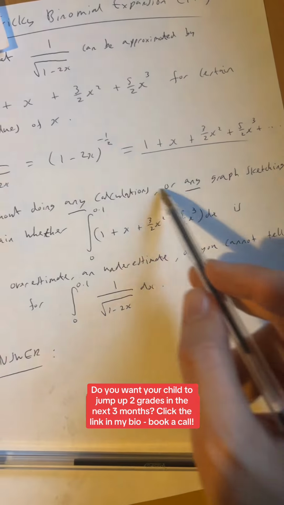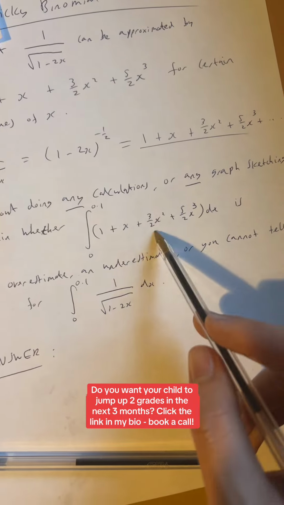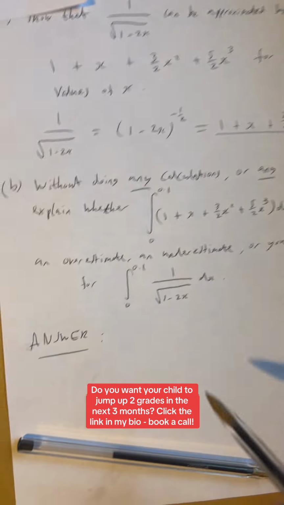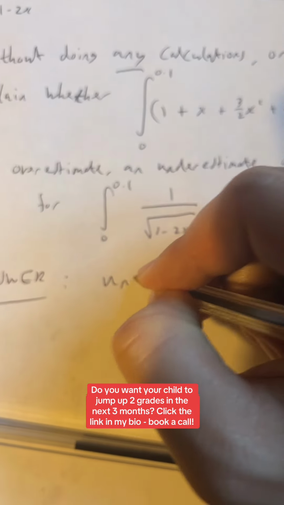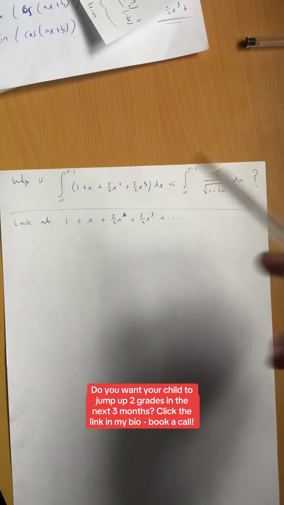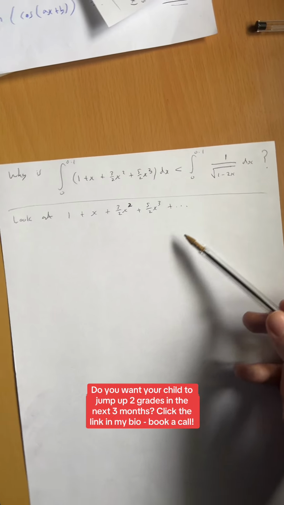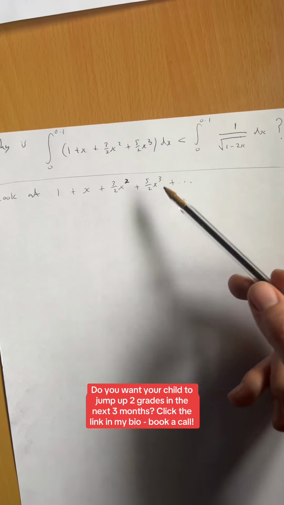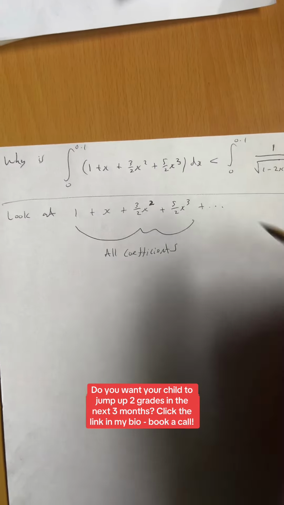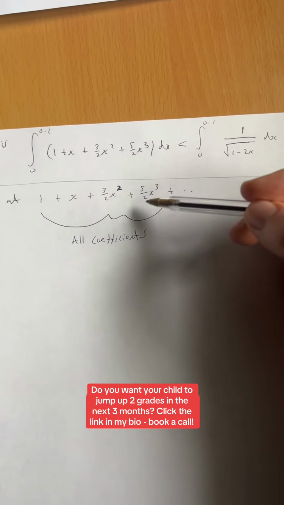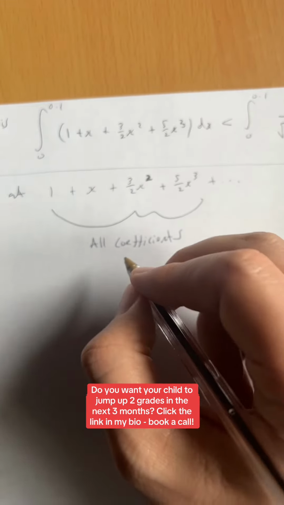Now, this here, so the approximated integral for this answer from the binomial expansion, this is actually an underestimate. So this is an underestimate. So why is this an underestimate of this here? To think about this, we need to really look at this binomial expansion result here. I want you to notice how all of the coefficients, so 1, 1, 3 over 2, 5 over 2, notice how they are all positive. So all of the coefficients are positive.